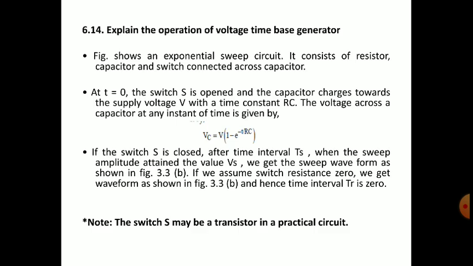And then at Ts, RC is equal to Ts. RC is the time constant. At t is equal to Ts, we have the voltage Vs. And for the final value, if t tends to infinity, what happens? E power minus infinity is 1 by e power infinity, and 1 by infinity means 0. So V into 1 minus 0 is V. The final value is V volts.